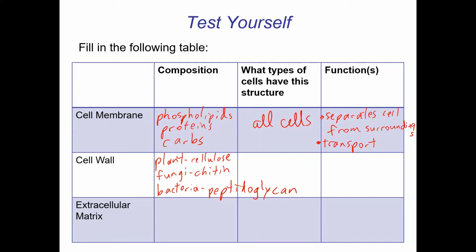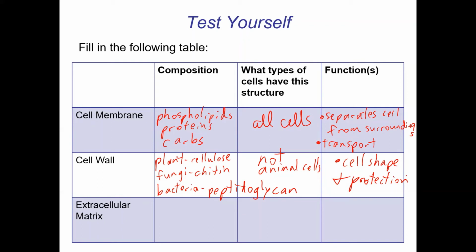What types of cells have these structures? I guess I just answered that. Maybe I can say not animal cells. So what is a function of a cell wall? This gives a cell shape and protection. So very different than a membrane. Cell walls are leaky. Molecules can move through them very easily. It's not about transport or separating solutes. It's about protection against osmotic pressure and protection against exterior forces as well.